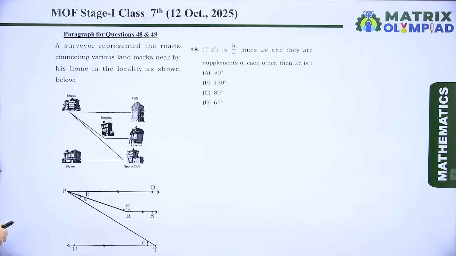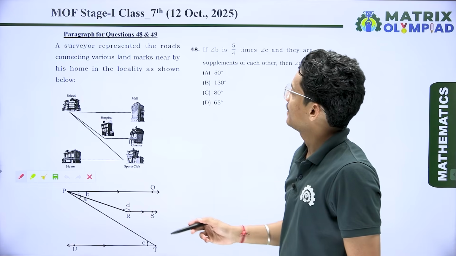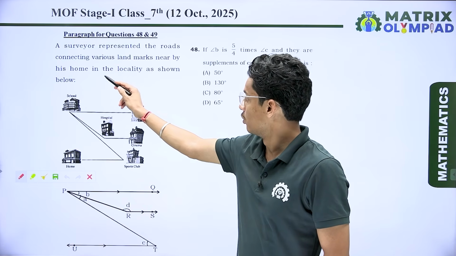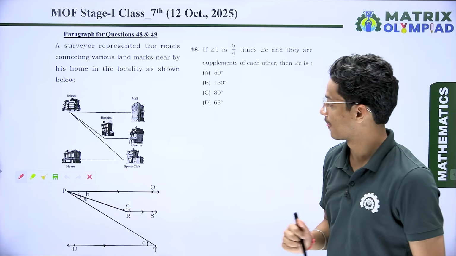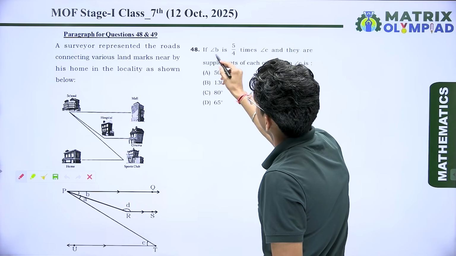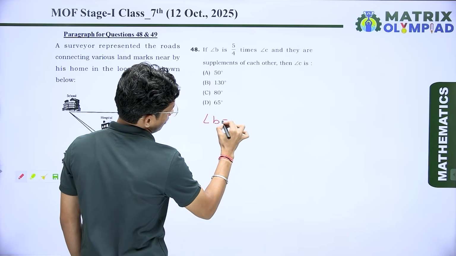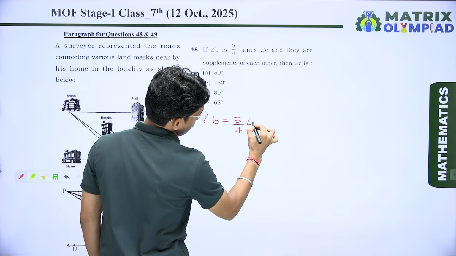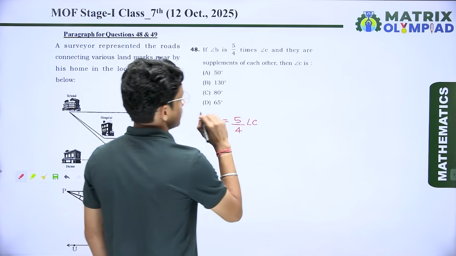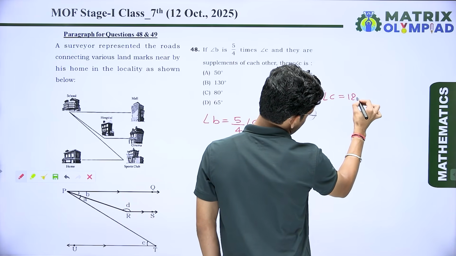So now if I talk about the next question, which is based on a paragraph. The paragraph says a surveyor represented the roads connecting various landmarks nearby his home in the locality as shown below, and here we have given some landmarks. Now the question is, if angle B is 5 upon 4 times of angle C, and they are supplements of each other, then the value of angle C. It means the sum of angle B and C is equal to 180 degrees.